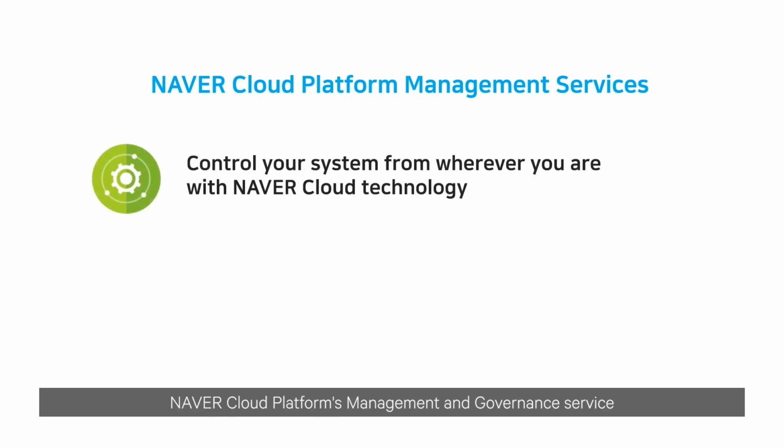NAVER Cloud Platform's management and governance service develops and provides management technology that allows you to solve problems occurring on a system without delay. It also provides management technology that lets you control your system from anywhere in the world to check and respond to problems on the system remotely when a server suddenly stops or an error message pops up.